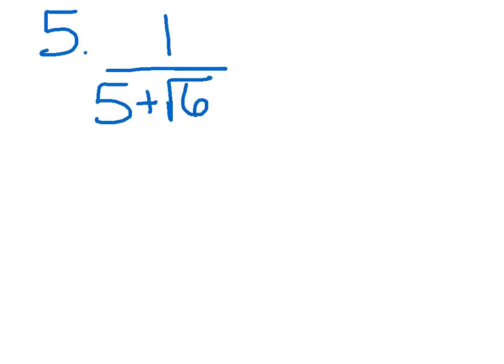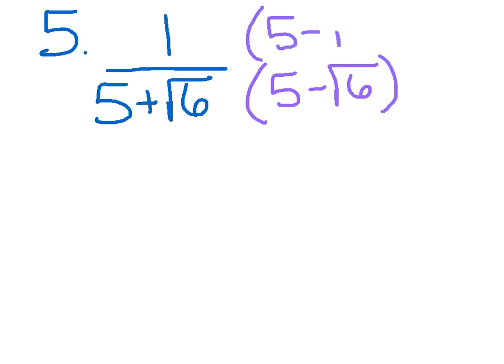Question number 5. 1 divided by 5 plus radical 6. If you're feeling brave enough, I would at this point pause me, try multiplying by the conjugate by yourself, see where it gets you, and then compare my answer at the end. So I'm going to multiply by 5 minus radical 6, and I'm going to do that again to the top and bottom, and that's called the conjugate.